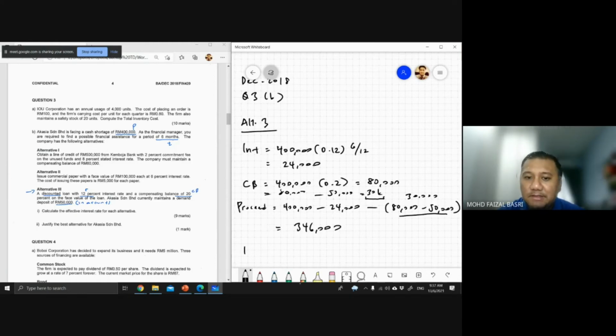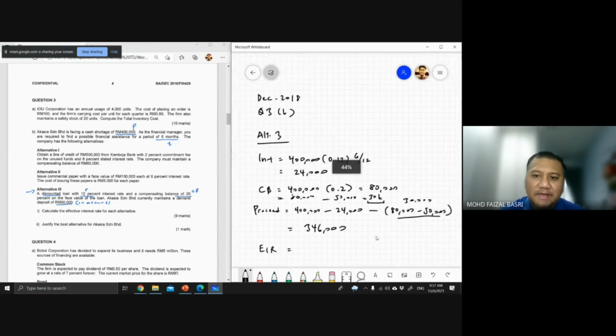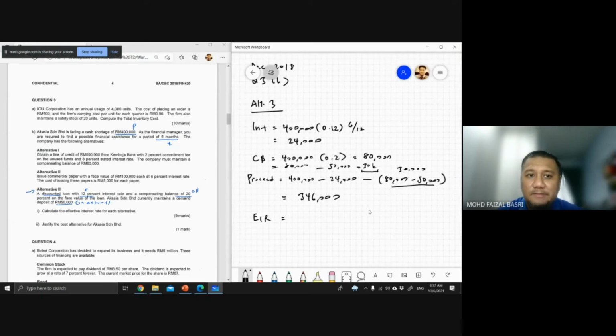So what's the implication? It will be our EIR. Our EIR will always be higher. It can never be lower than the nominal rate. So from your 12% earlier, based on these two requirements, it will increase. Your interest is 24,000. Your proceeds are 346,000. Borrow for 12 months, times 12 months, but you borrow for 6 months. So C here is 6.